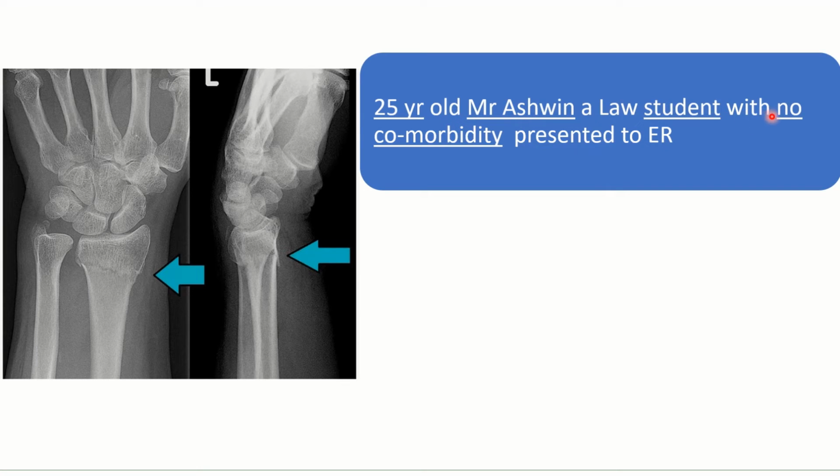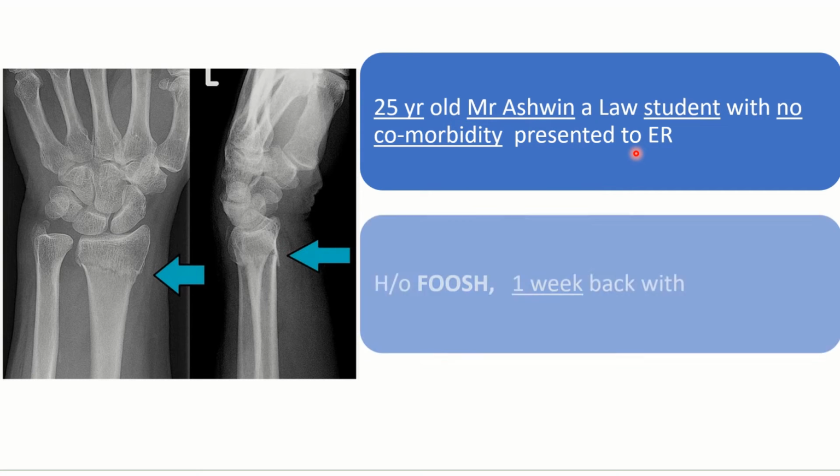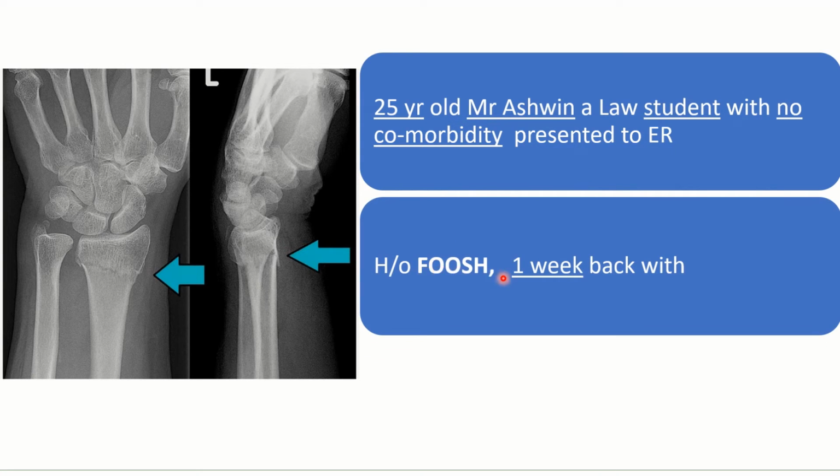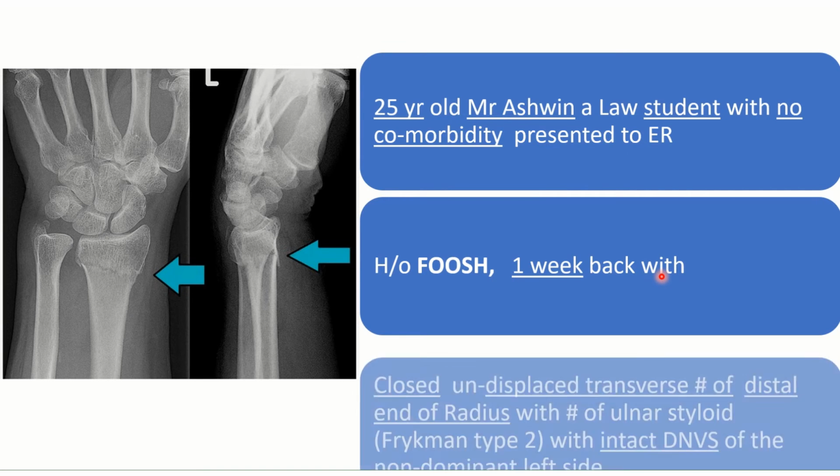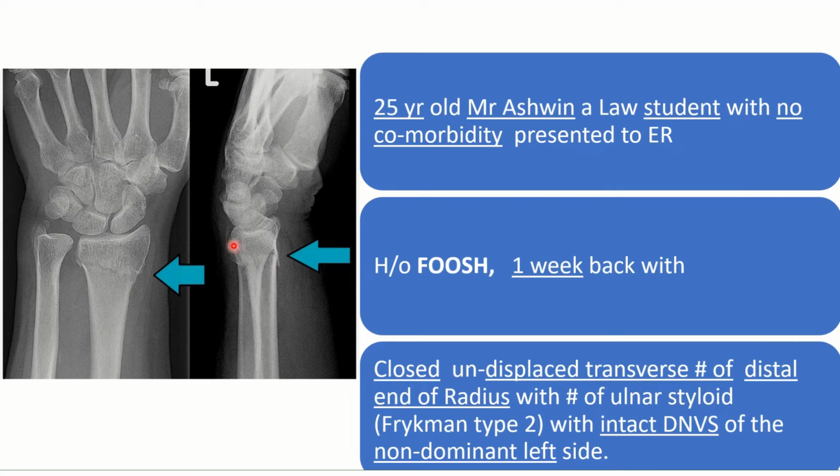This 25-year-old Mr. Ashwin, who's a law student, doesn't have any comorbidity, presented to the emergency room with history of a fall on an outstretched hand 1 week back. Now comes the X-ray that you have read, that also you have seen the patient clinically. So it's a closed, undisplaced transverse fracture of the distal end radius with fracture of the ulnar styloid. This will be a Frykman type 2. So you have added a relevant classification to it, with intact distal neurovascular status of the non-dominant left side.